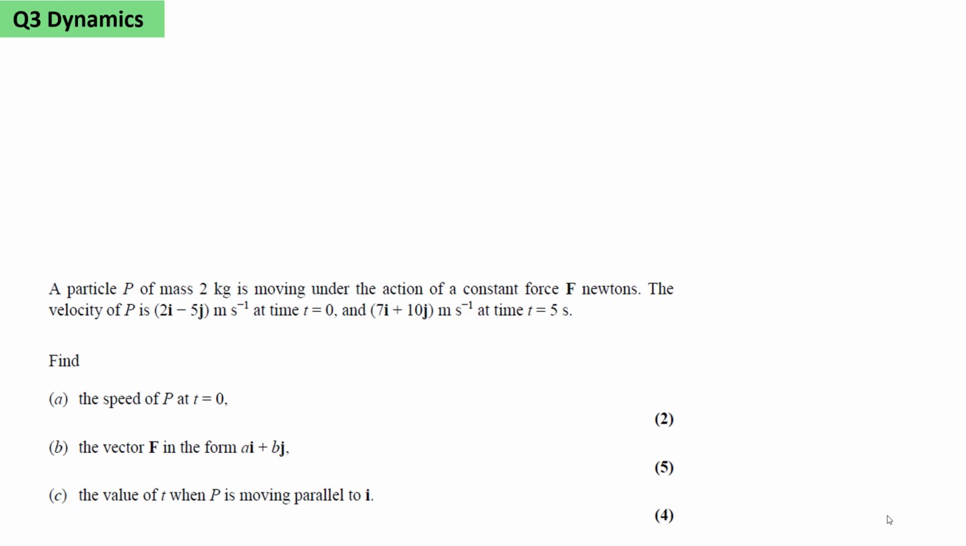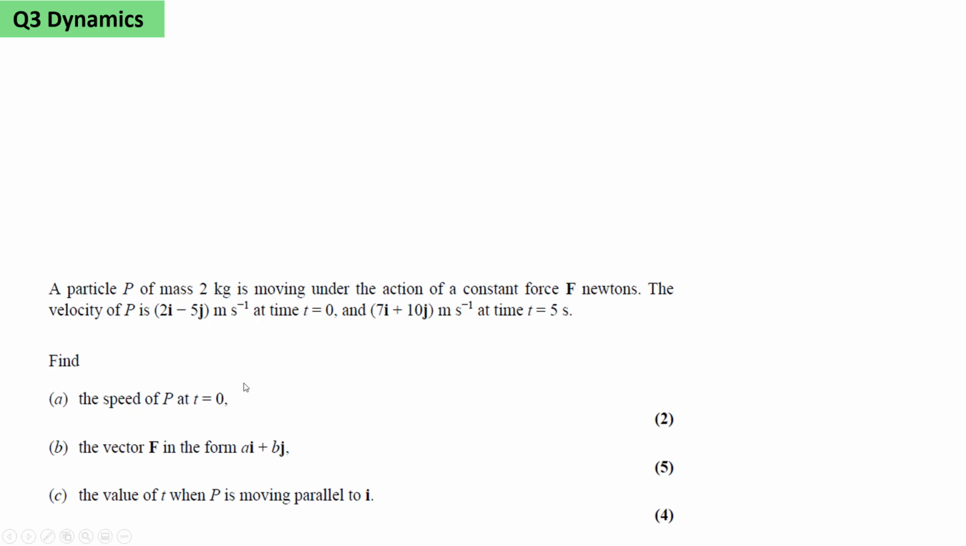This should be a vectors question, but hey, let's go. A particle P of mass 2 kilograms is moving under the action of a constant force F newtons. The velocity of P is 2i minus 5j meters per second at time t equals 0, and 7i plus 10j meters per second at t equals 5. We're asked to find the speed of P when t equals 0.